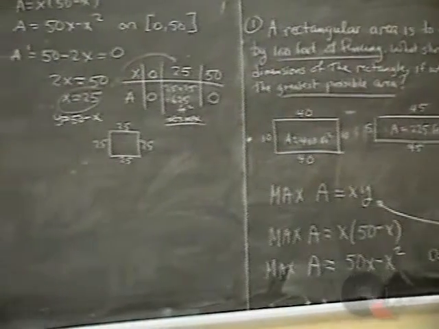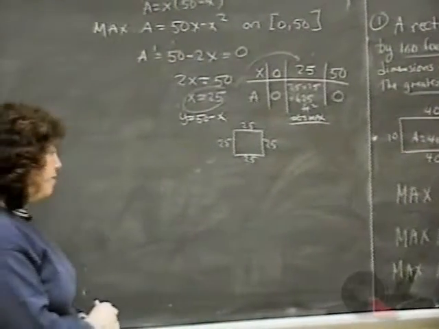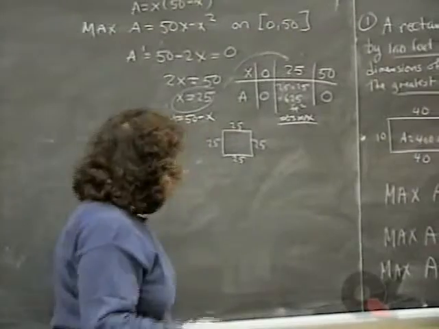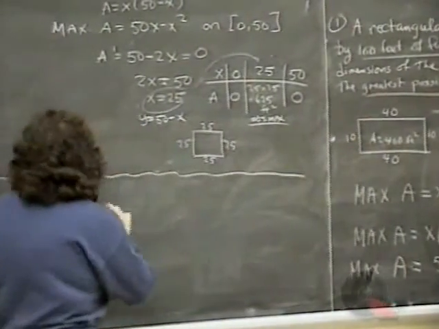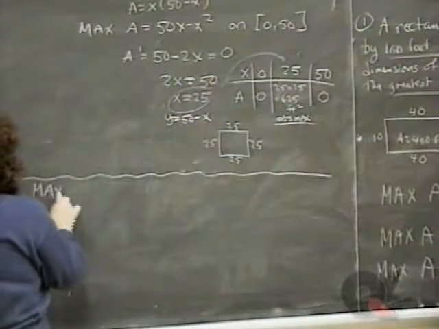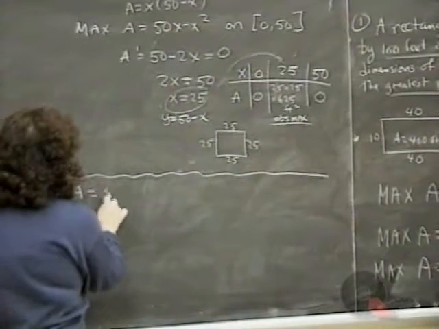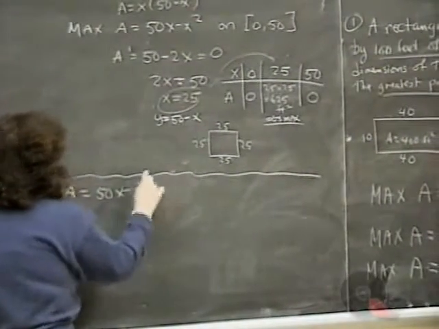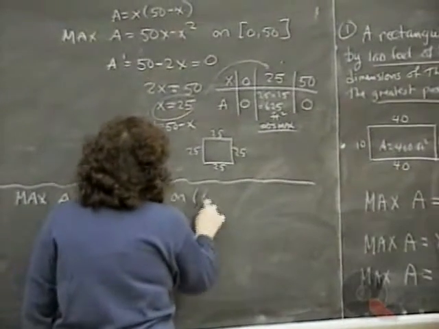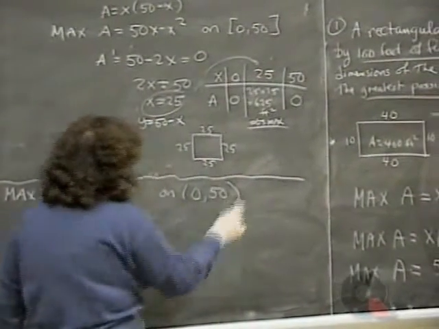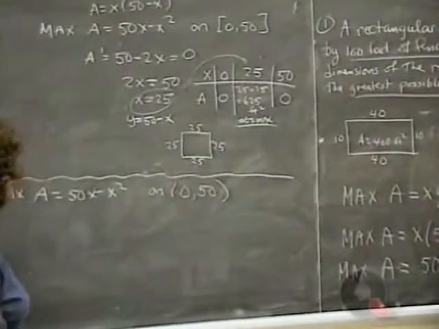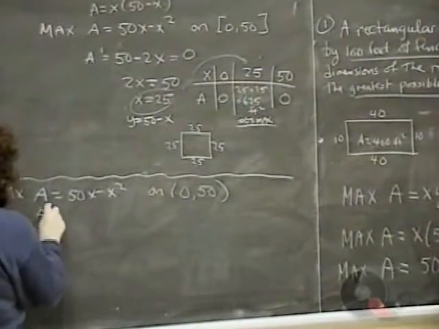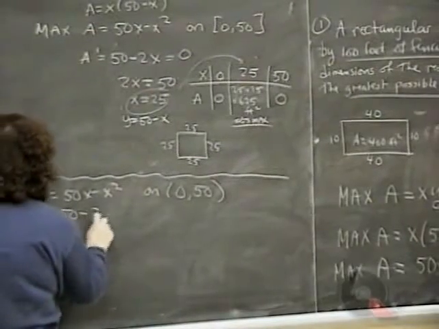Now, suppose you say, I'm sorry, I have difficulty with this closed interval. As far as I'm concerned, the problem is to maximize A equal to 50x minus x squared on the interval from 0 to 50. In other words, I do not accept that it's a closed interval. I really feel it's an open interval. Okay, we can still do it. You start off the same way. You get the critical number.